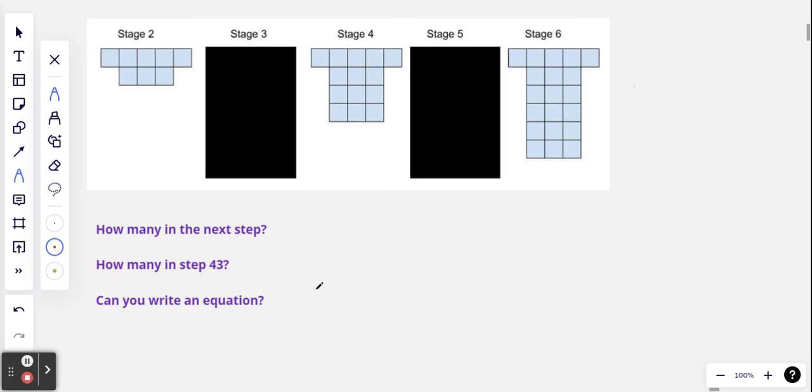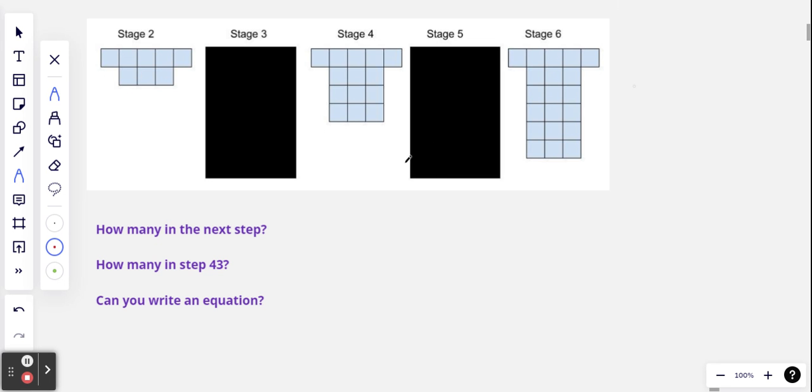Hello, everybody, and welcome back to another visual pattern challenge. Today, we've got a strange one. We actually are starting with step two. Well, we're calling them stages in this one, and some of the stages or steps are blacked out, so we can't actually see what's happening in those stages.